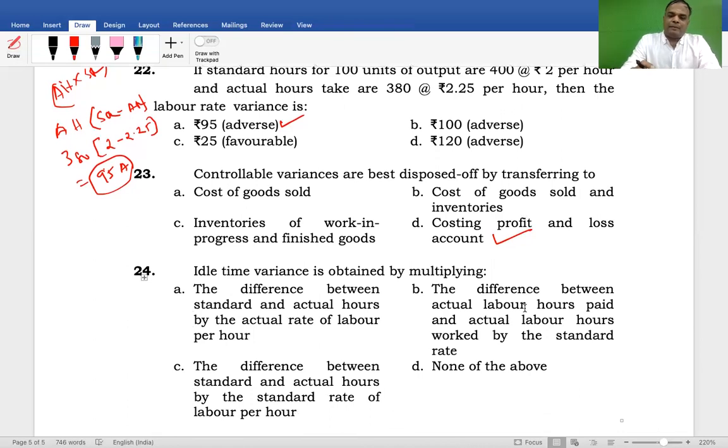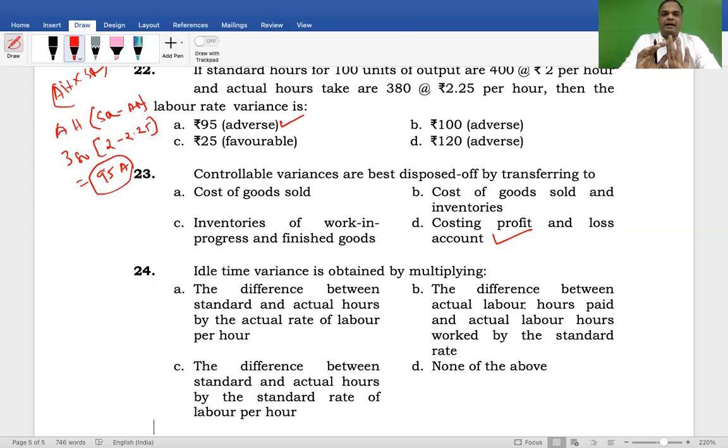Next. Idle time variance is obtained by: A, multiplying the difference between standard and actual hours by the actual rate of labor hour. B, the difference between actual hours paid and actual labor hours worked by the standard rate. C, the difference between standard and actual hours by the standard rate of labor hour. D, none of the above. How to identify idle time variance? That is the question. What is the answer?